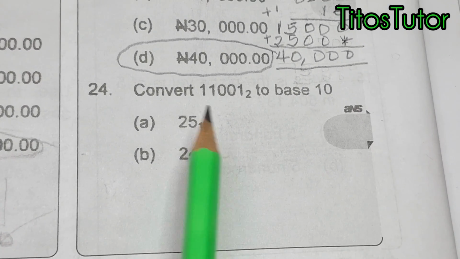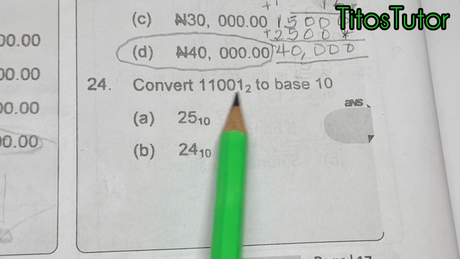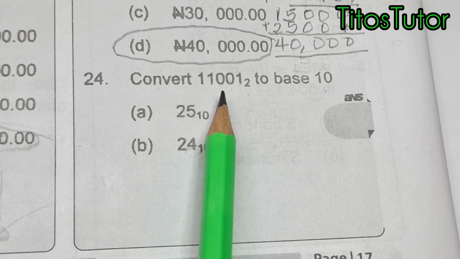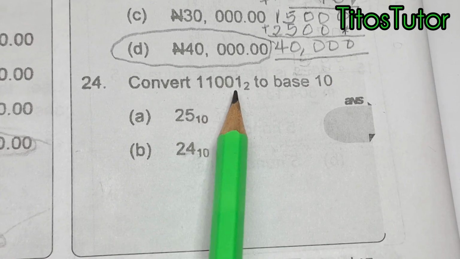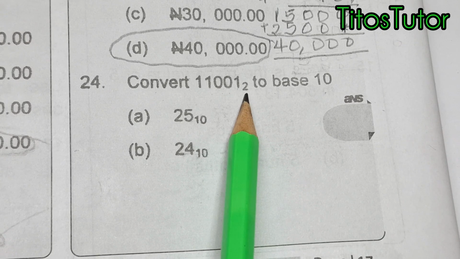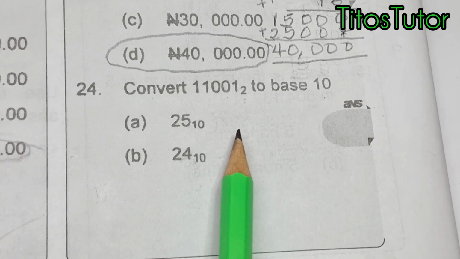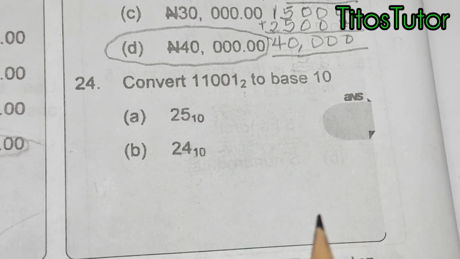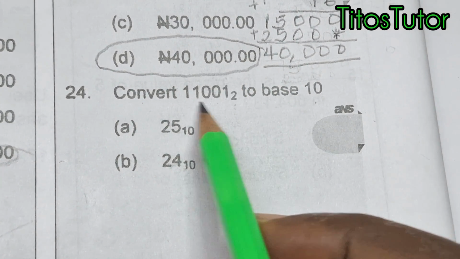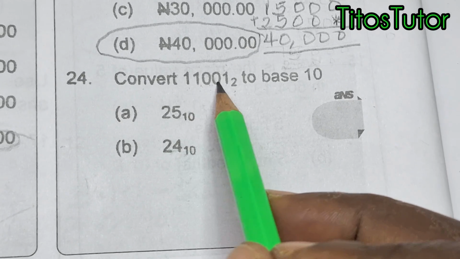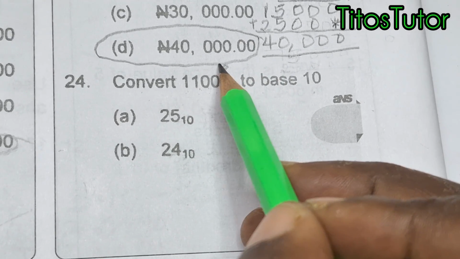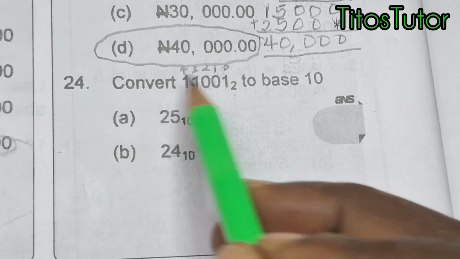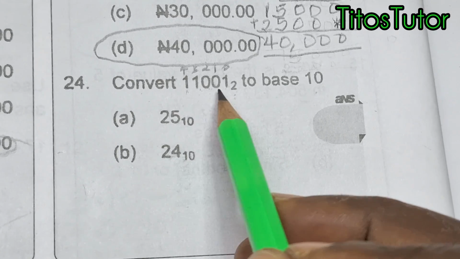Here's question 24. It says convert 11001 in base 2 to base 10. To convert numbers in other bases to base 10, you expand that number as the power of its base, then solve it. Any answer you get from that is in base 10. That's how it works. So here I have 11001. So it's 0, 1, 2, 3, 4. The first one will be 2 raised to the power of 4 because it is a 5 digit number.